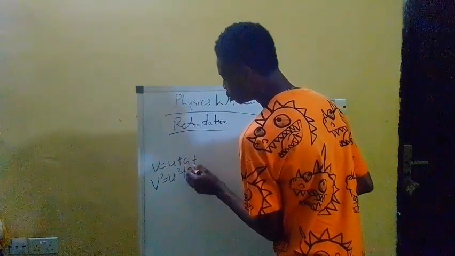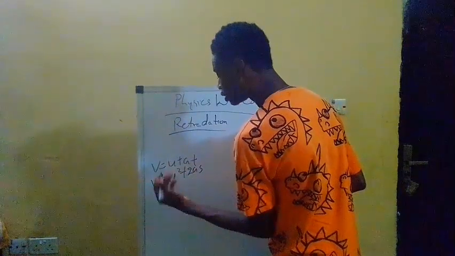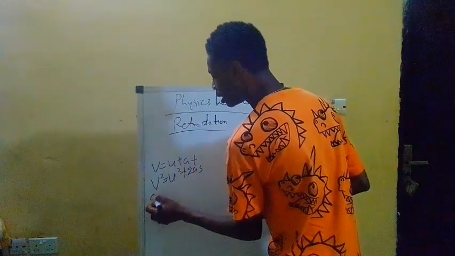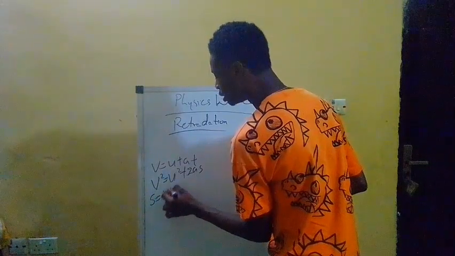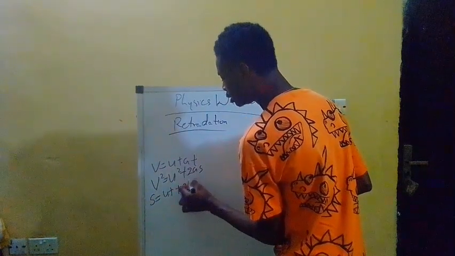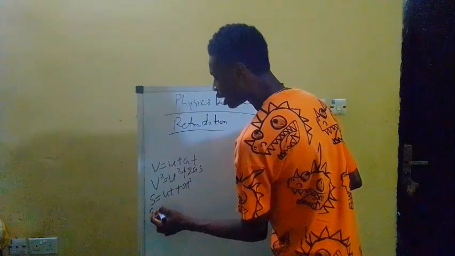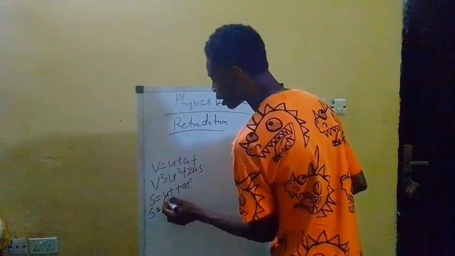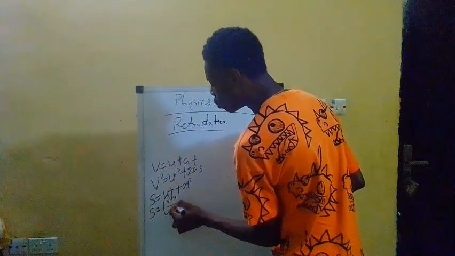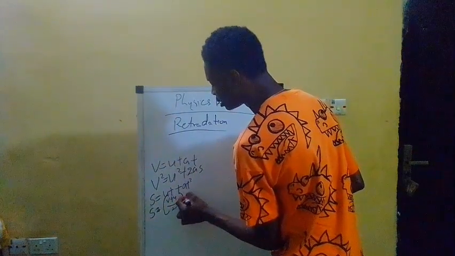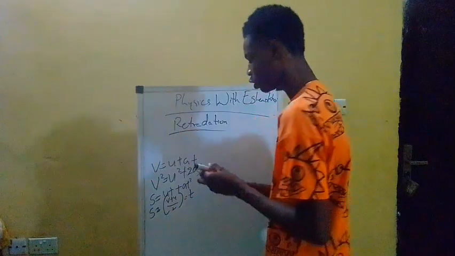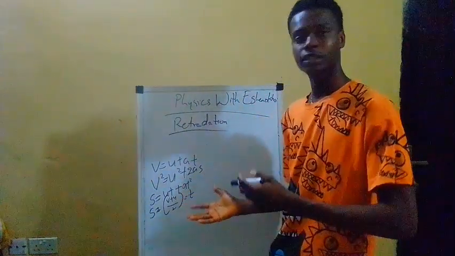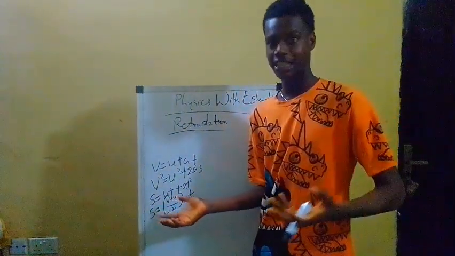2as. I also wrote some other things like s equals ut plus half at squared. Then the last one I wrote again was s equals (v plus u over 2) times t. These are the equations for uniformly accelerated motion.